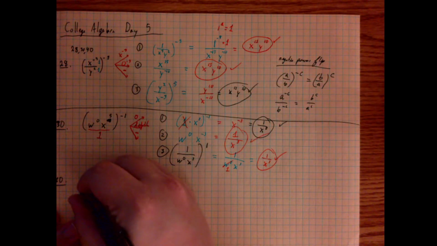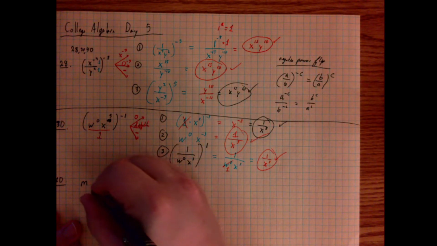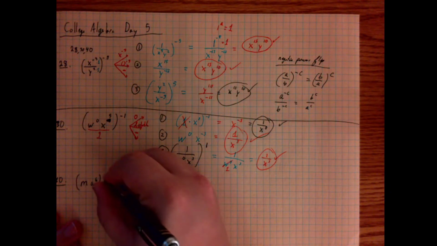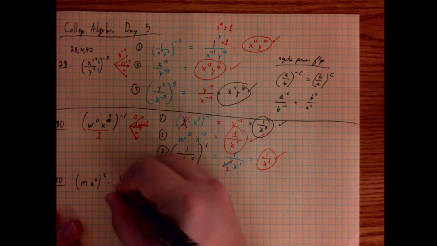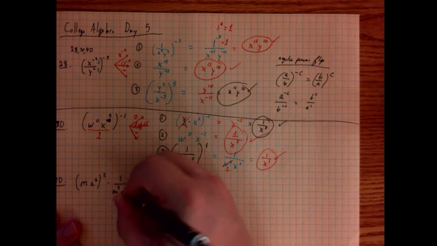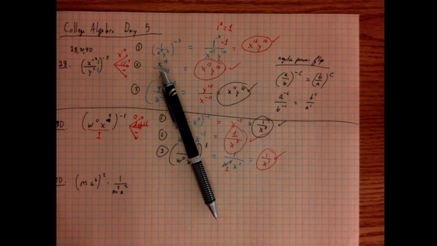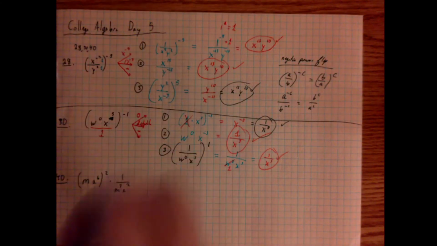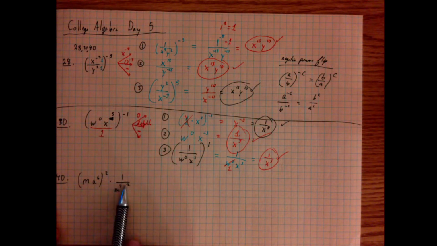Number 40 has m a to the 6th, squared, times 1 over m cubed a squared. Now, because of how this one is written, there's actually only a couple things we can fix up front. And so, I cannot put these two together because it has a power. And remember, order of operations says we should try to do exponents first if we can. And so I should try to take this 2 and distribute.